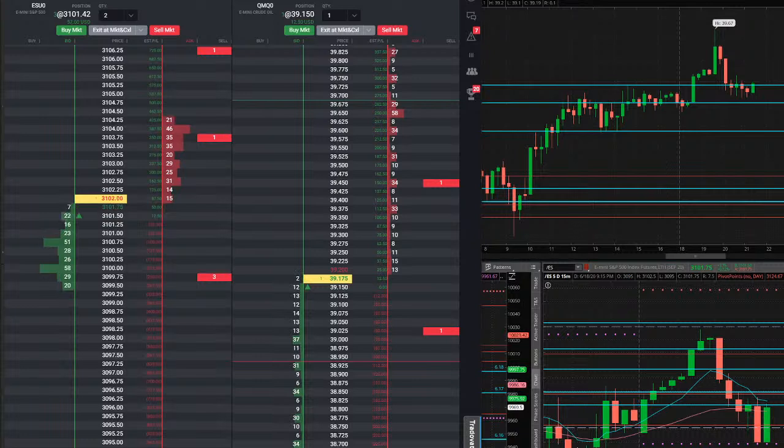See if we can push back up this time and get through this 250. 250 and then 450.